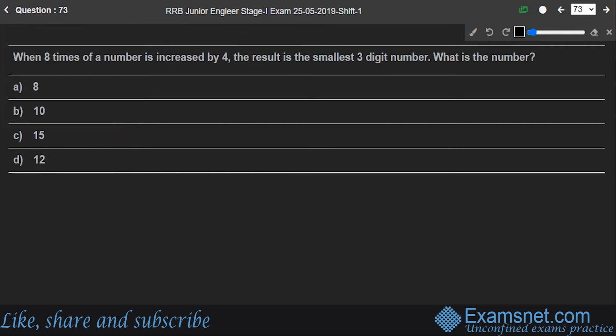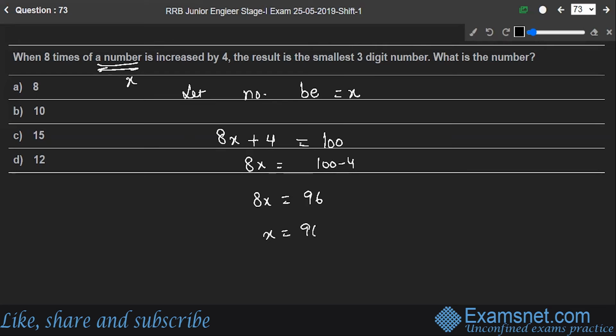When 8 times a number is increased by 4, the result is the smallest 3-digit number. What is that number? Easy one. Let the number be X. Let's read it and write it. 8 times a number is increased by 4. The result is the smallest 3-digit number. What is the smallest 3-digit number? 100. So that gives you 8x is equal to 100 minus 4, which is equal to 96, which gives you x is equal to 12.